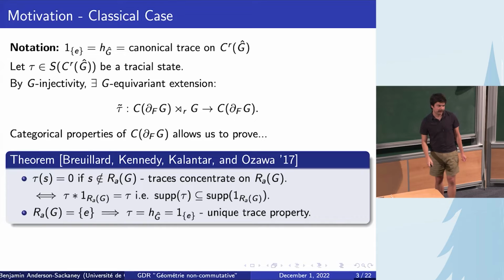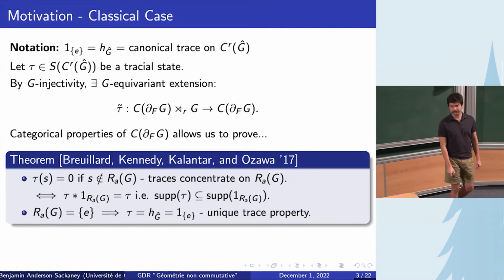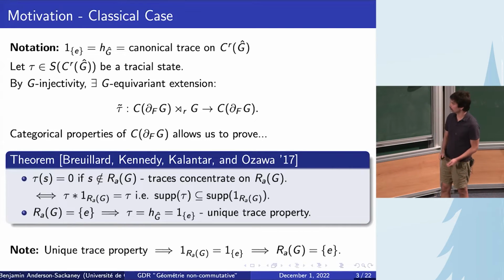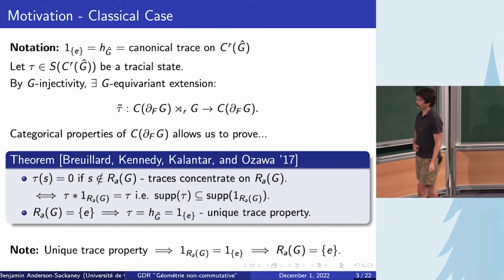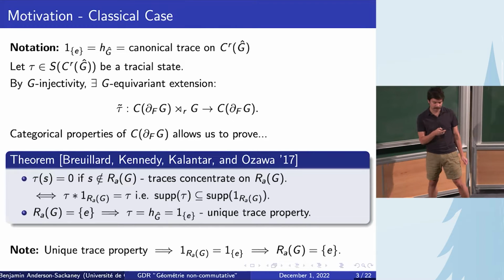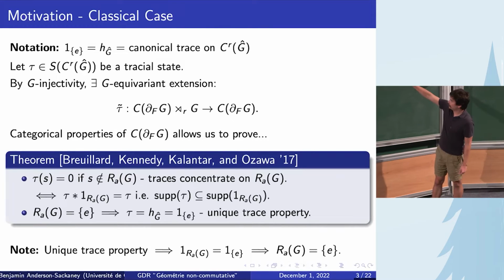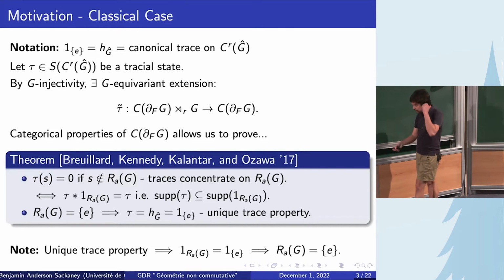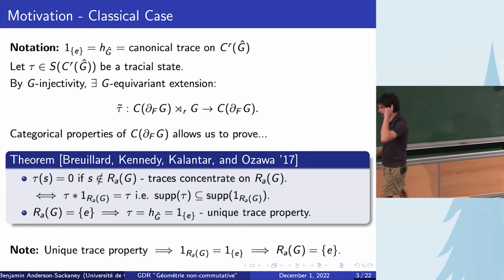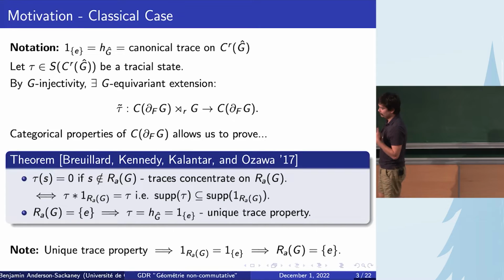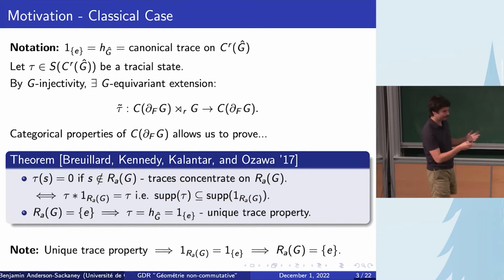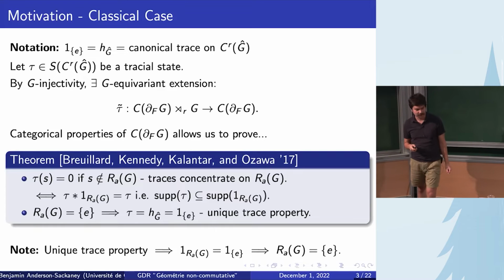And so as a consequence, triviality of the amenable radical gives us the unique trace property of the reduced C-star algebra. And actually, the converse is pretty easy to see. Unique trace property implies these guys are equal, and that forces triviality of the amenable radical. So for example, group dynamics gives you a way to characterize the unique trace property of reduced C-star algebras. So that's sort of a nice thing that you can do.